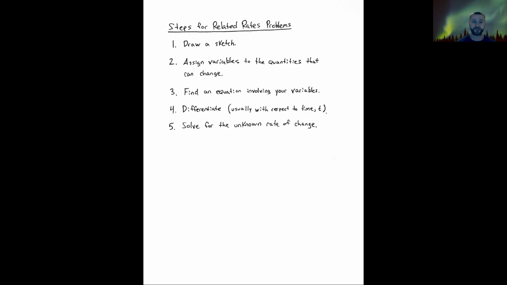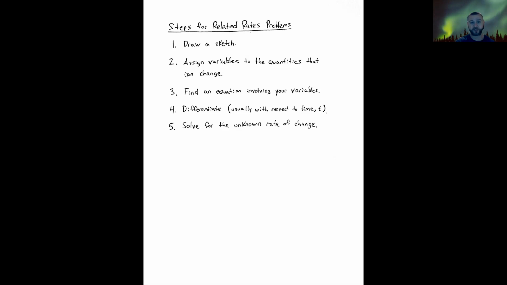Once you have your sketch and variables, you can use those variables in step 3 to construct some sort of equation or formula. And once you have that equation or formula, you can now apply the tools of calculus. You can differentiate it and start solving for things. And then the last step is to solve the problem for the unknown rate of change. I'm going to want to copy these down so you don't have to refer back as we're getting to an example.